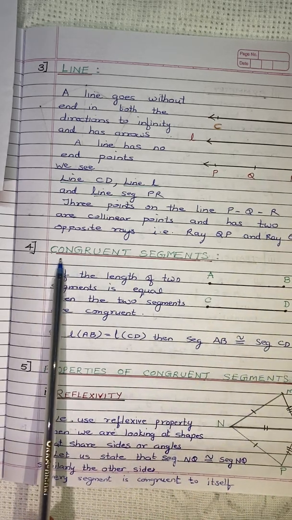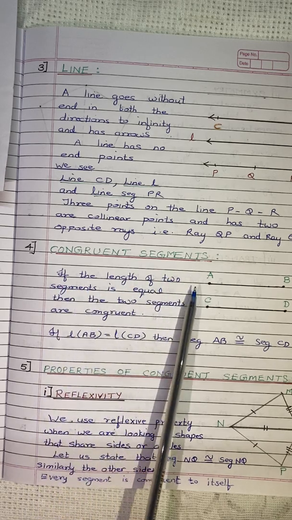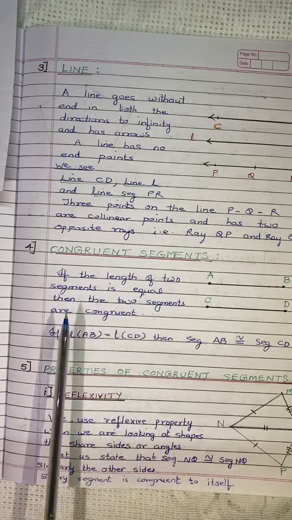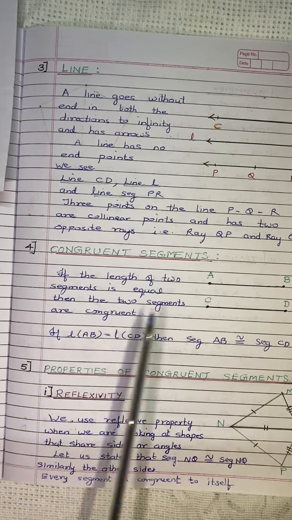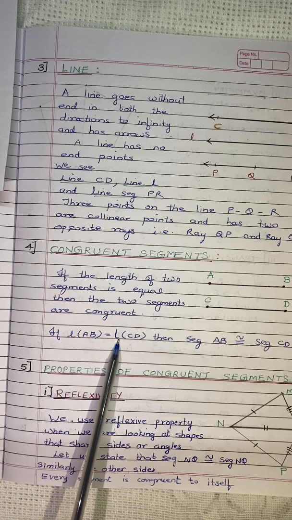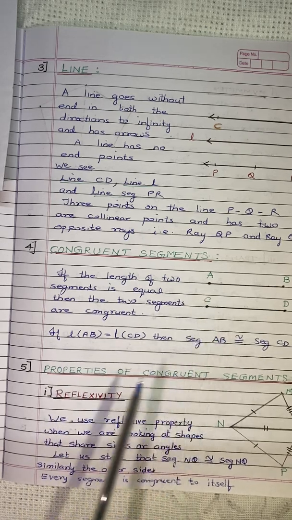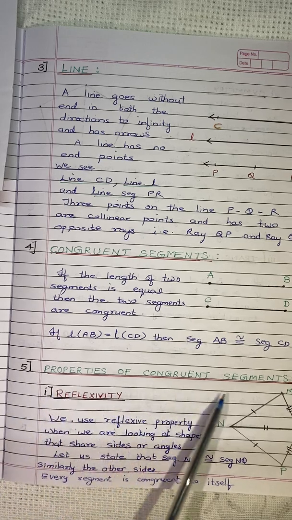Fourth one, congruent segments. If the lengths of two segments are equal, then the two segments are congruent. That is, if the length of AB is equal to the length of CD, then segment AB is congruent to CD.